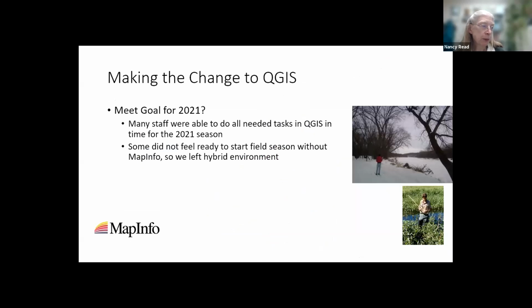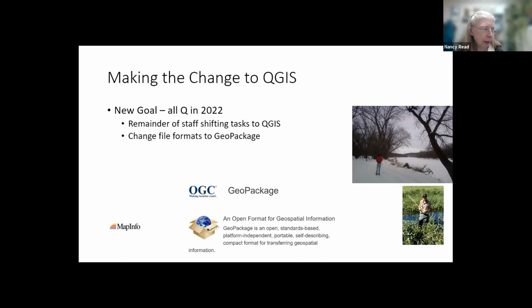So did we meet our goal for 2021? Well, many staff were able to do all the needed tasks in QGIS in time for the 2021 season. So that was good. But we did have some people who just didn't feel ready to start the field season without MapInfo. Again, a lot of it was that helicopter support that they have to be able to do on very short notice. So we did leave the hybrid environment for the 2021 season. And we have a new goal, all Q in 2022. The remainder of the staff are shifting their tasks to QGIS as of this fall.